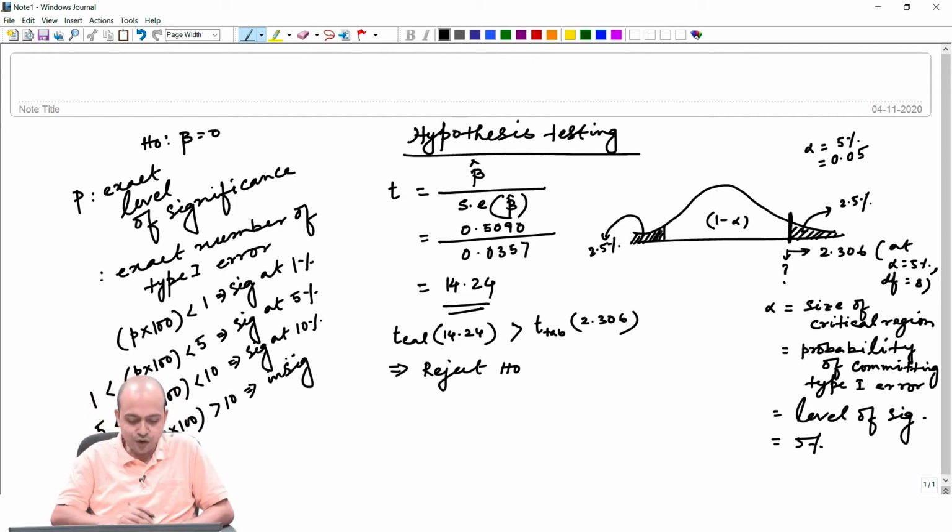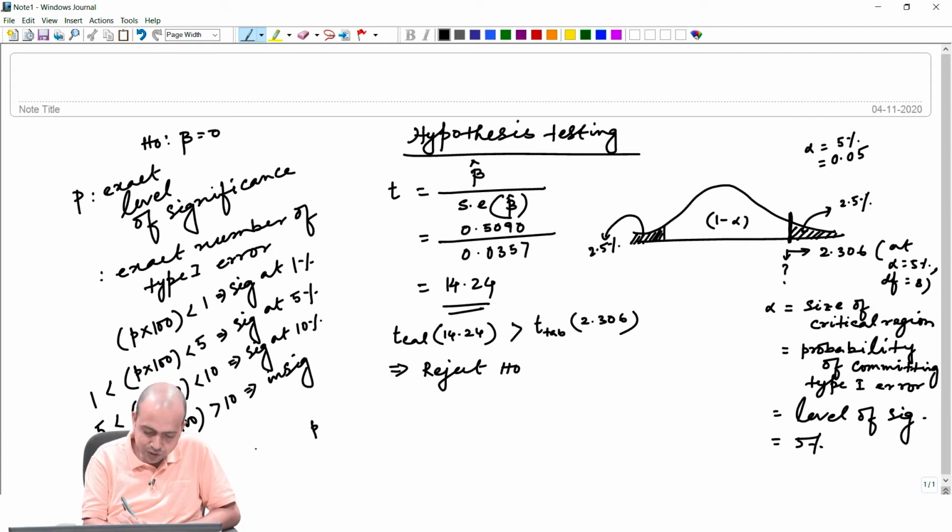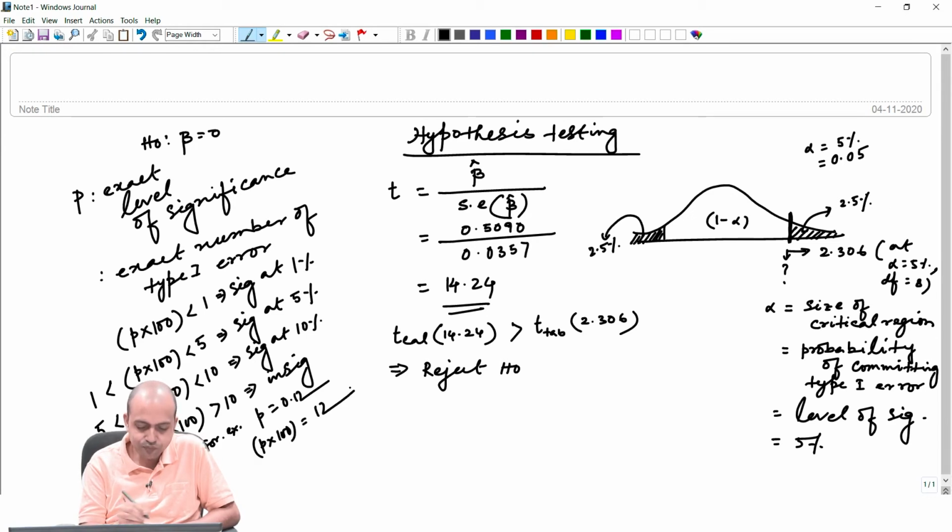Insignificant. For example, let us say the P value is 0.12. If you multiply that by 100, that means P multiplied by 100 would be equal to 12. So, that means out of 100 cases you are committing 12 type 1 errors, and as I said earlier, we cannot afford to make more than 10 errors, then we will say that the variable is actually insignificant.